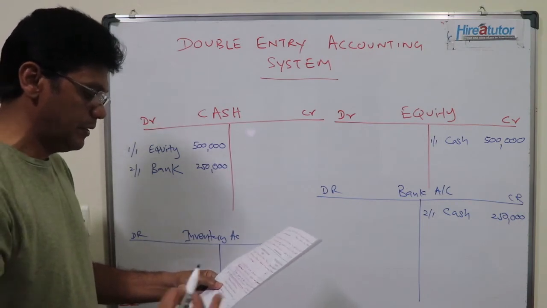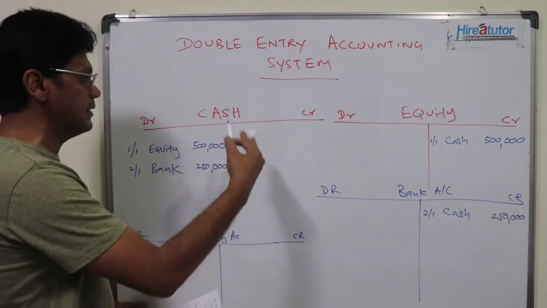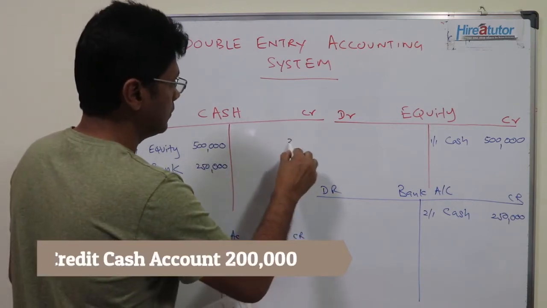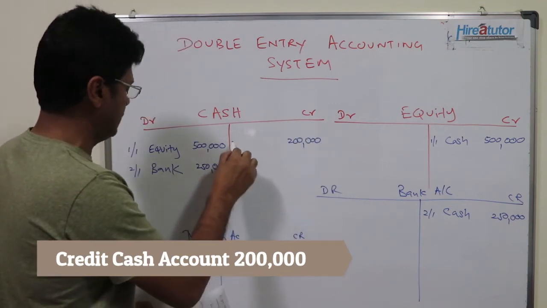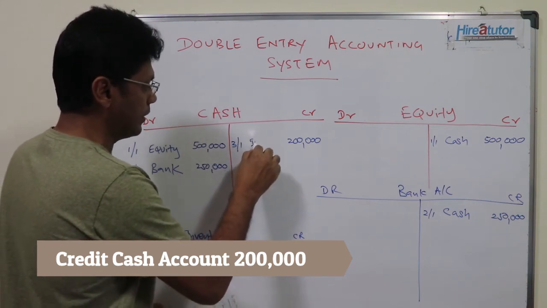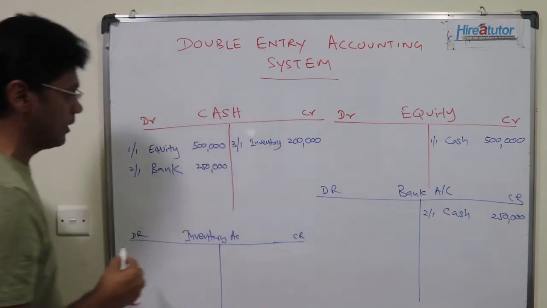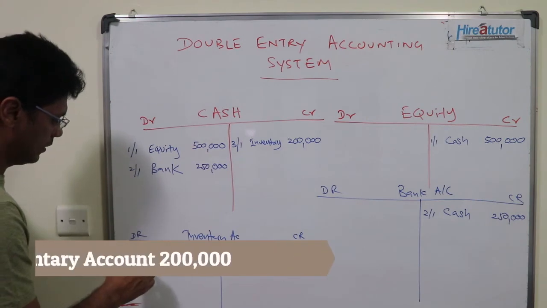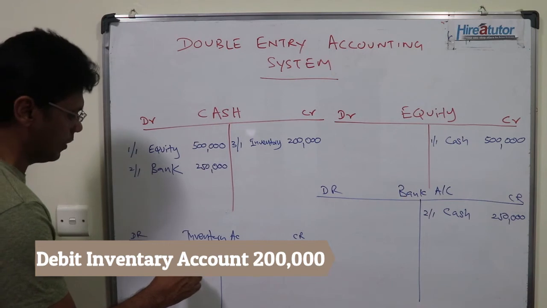So since the business cash has reduced, a decrease in assets should be credited 200,000. What is the reference? The date 3rd January, inventory. This is inventory. The inventory account is debited 3rd January, cash will be the reference account, 200,000.